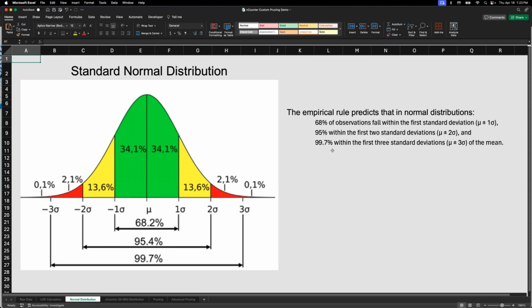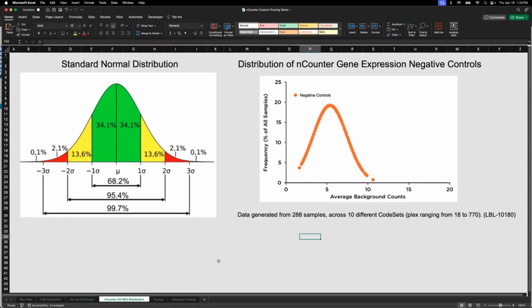So when we think about this in terms of the NanoString data, we can compare the distribution of the NanoString negative controls versus the standard deviation. And I think that's going to be illuminating on why we are using this calculation of mean plus 2 standard deviations. So that's shown here in this next slide, or this next image.